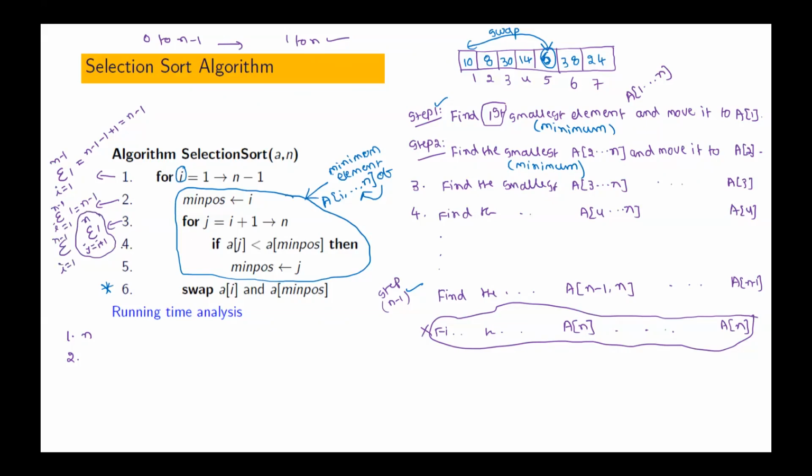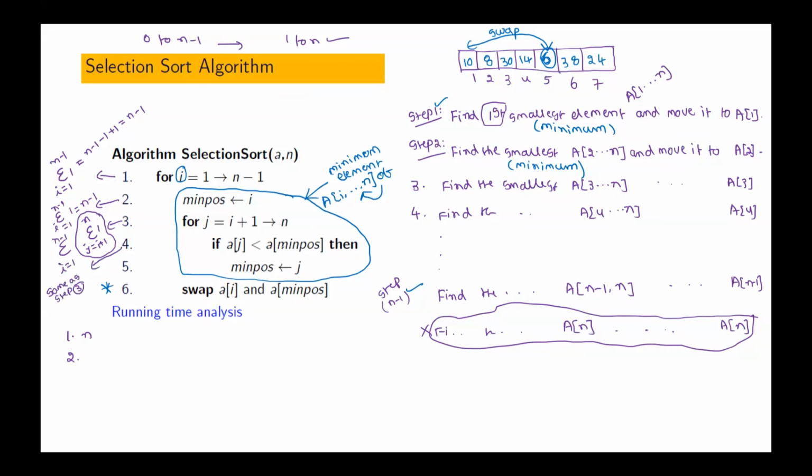You tell me how many times the fourth step is repeated? Same as step 3. Is that correct? Same as step 3. Whenever step 3 is performed, automatically this condition should be checked. Whether it is true or false, that is different. But definitely this condition should be checked.